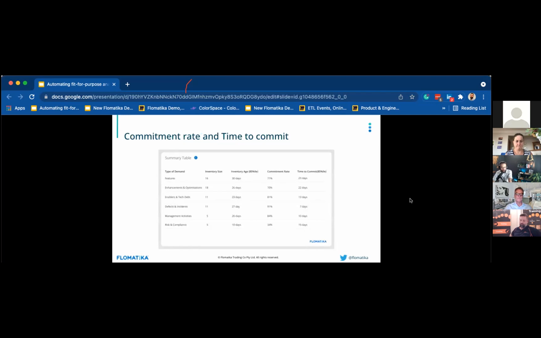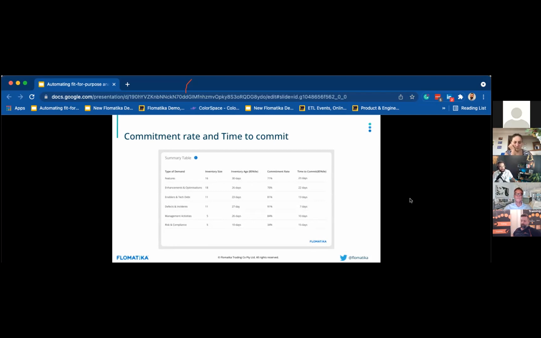Other things that you can leverage once you have that is understanding, for every type of demand, what is the queue? How much demand is waiting to get into my system? And what is the commitment rate? Maybe we commit to 7 out of 10 demands usually.